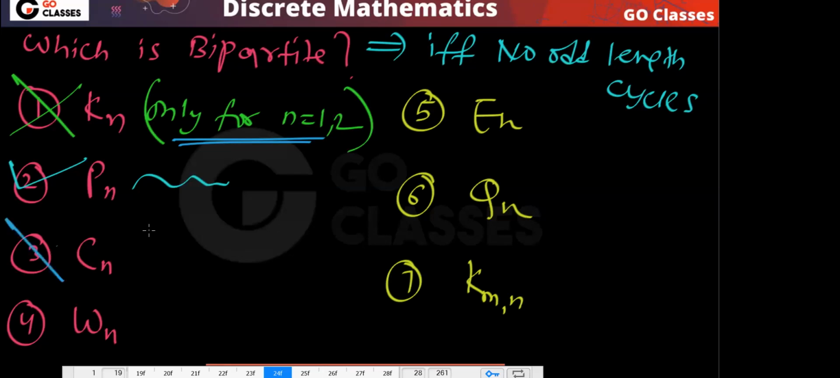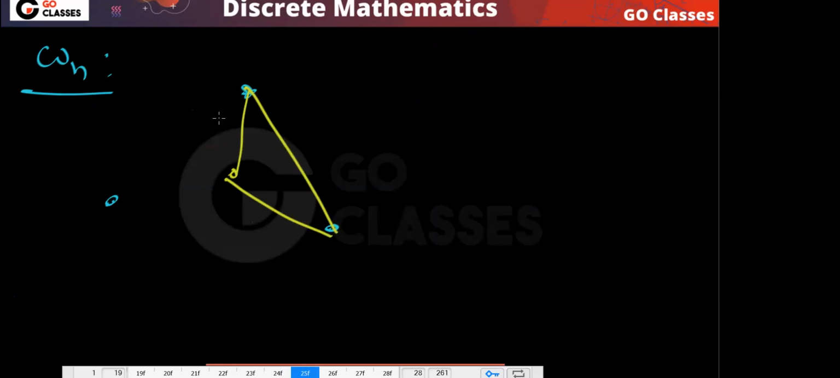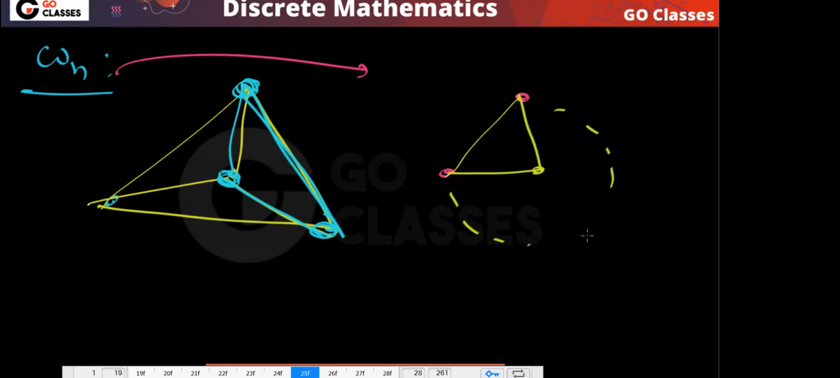What about this one, Cn? This is bipartite only if n is even. Next, what about Wn? What do you think? This is not bipartite, because in Wn you have this middle vertex, and because of this vertex a triangle will be created. Yes or no? So you are getting an odd length cycle. Whatever Wn you take, in every Wn, this middle vertex will create an odd length cycle. So because you are getting an odd length cycle, Wn is not bipartite.